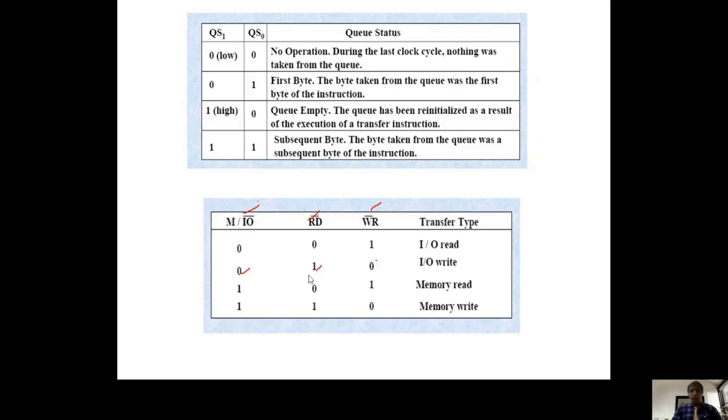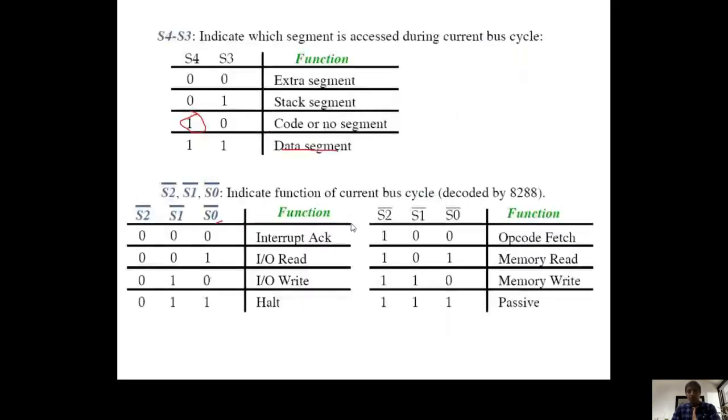For example, RD bar is 0, WR bar is 1, M by IO bar is 1. Then we are selecting memory and selecting read, so the operation is memory read. If RD bar and WR bar are both 0, the processor may not perform any operation, because it won't perform read and write at a time. Similarly, if RD bar and WR bar are both 1, both are inactive, and in that case also no operation is performed. This table is very important. So that is how we perform read or write depending on the selection of the M by IO bar, RD bar and WR bar pins. Now come back.